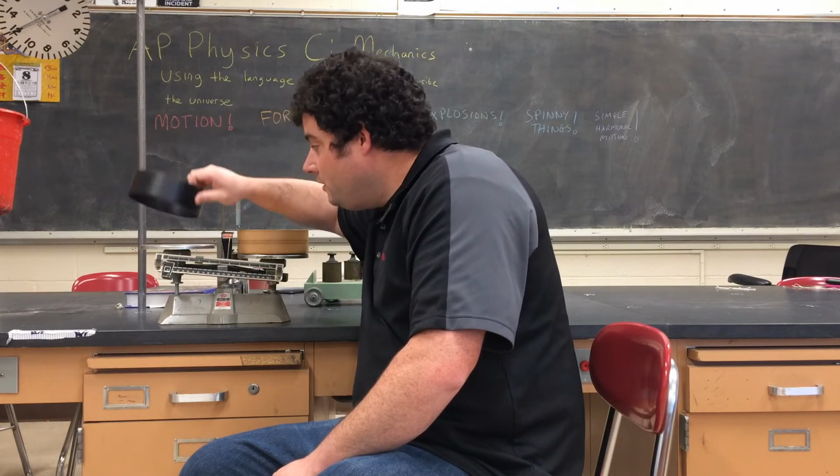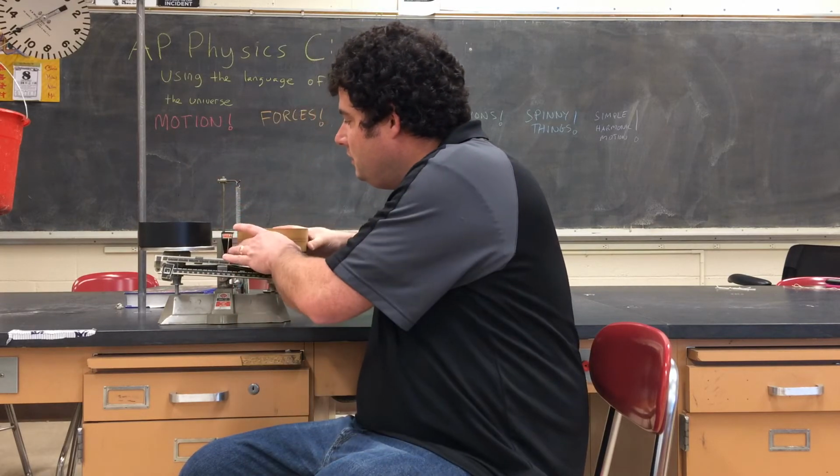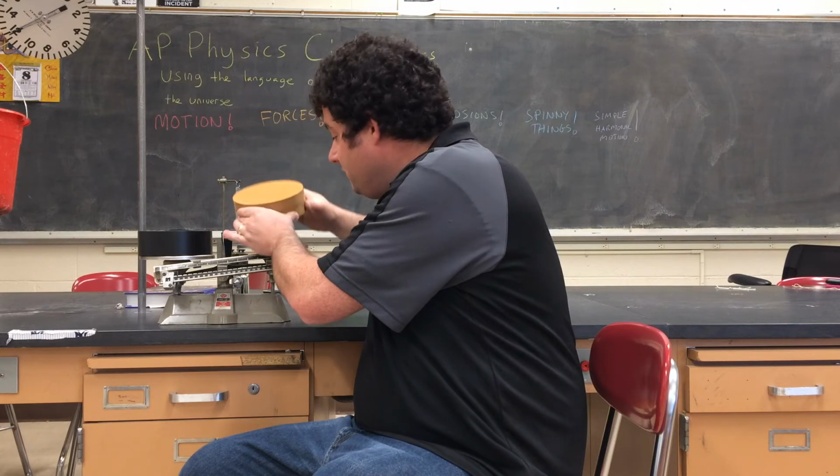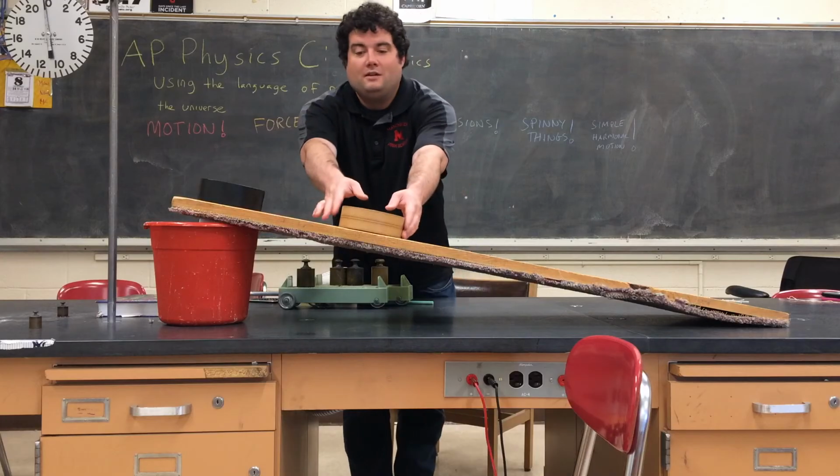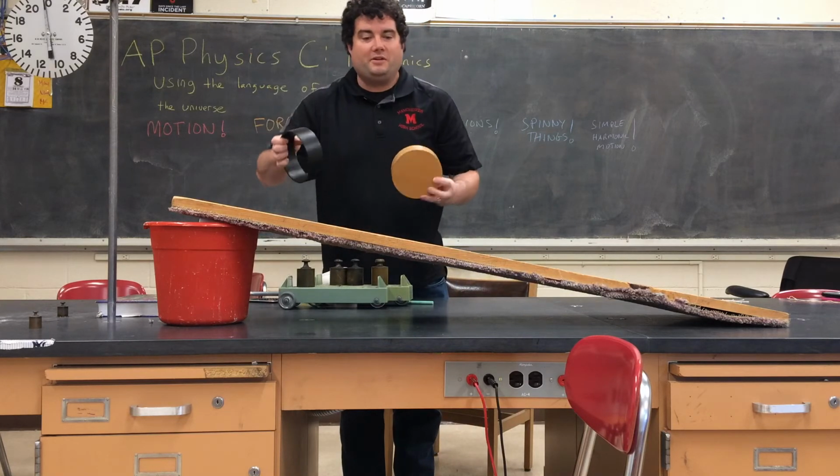Here's a ring and a solid disc that balance pretty completely. They've basically got the same mass. Who do you think would win in a race down a hill? All right, let's have a go and see who wins.